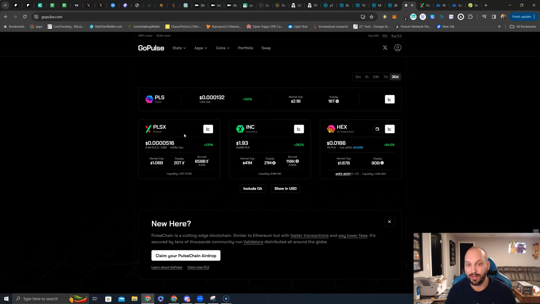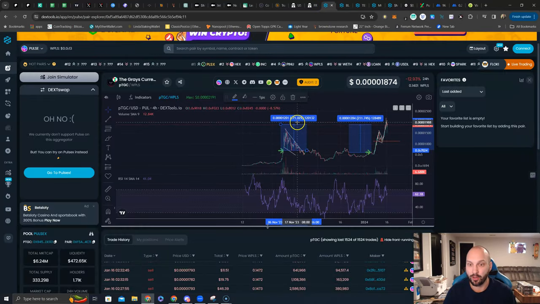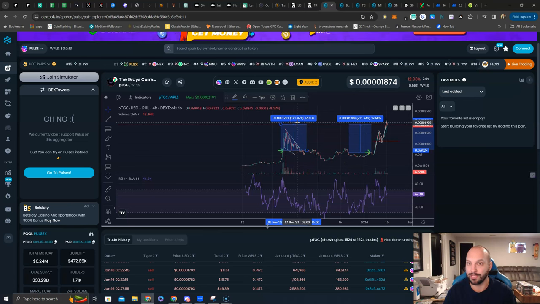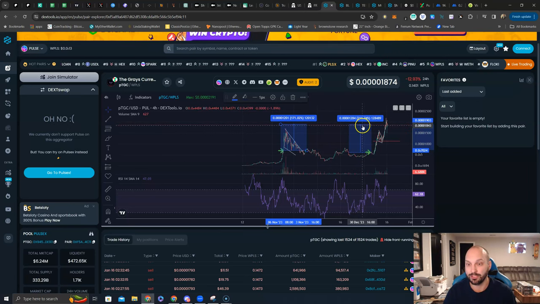My portfolio right now is heavily weighted in PLSX since October 18th, when I told you guys to do that. That has been working out very well. I do still have a PLS position, and then I do have a PTGC position as well. You can see the two buys here. Currently up 171% plus reflection rewards and airdrops, and the newest buy just happened on January 4th. Currently up 211% plus reflections plus airdrops.